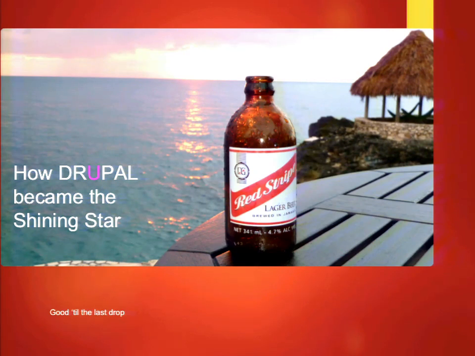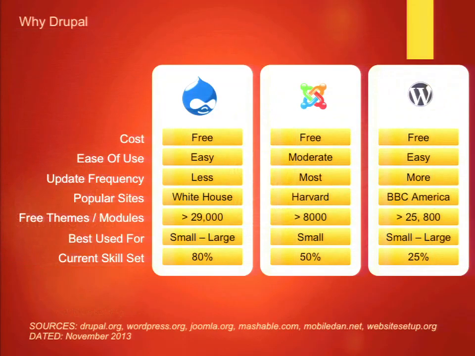So in Jamaica, we had a few Red Stripe beers by the beach, a few sunsets. We discussed it. We looked at the different solutions. We came up with a short list. It encompassed Drupal, Joomla, and WordPress.